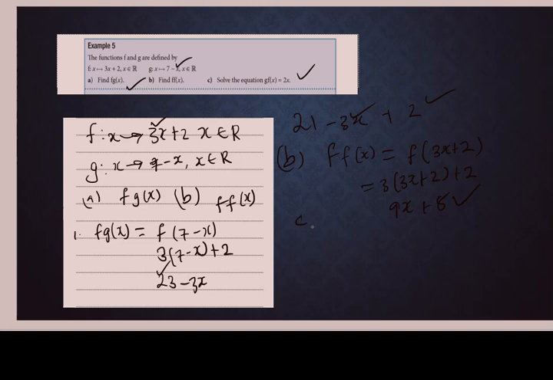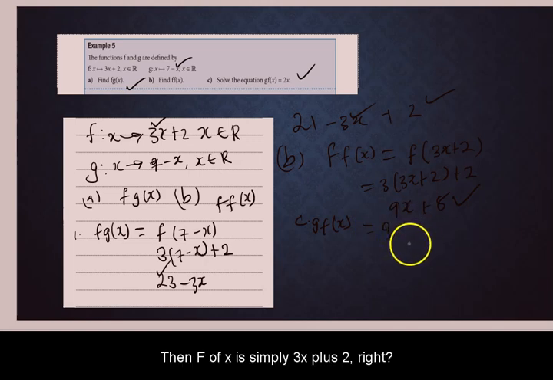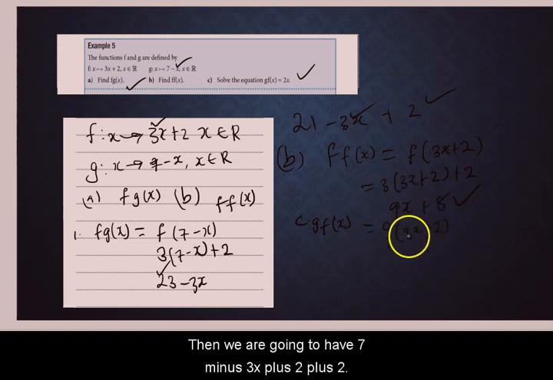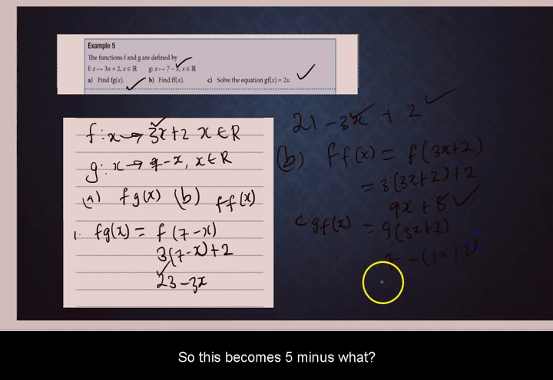And C, question C, we have g f of x, the function g f of x. So we apply f first, before g. Therefore we are going to have g outside. Then f of x is simply 3x plus 2. Then we are going to have 7 minus 3x plus 2. So this becomes 5 minus 3x.